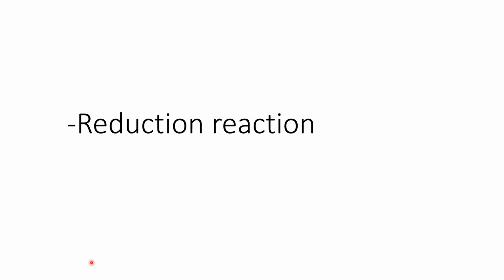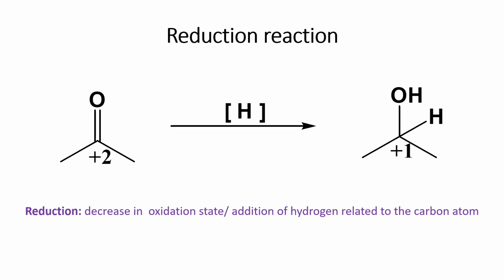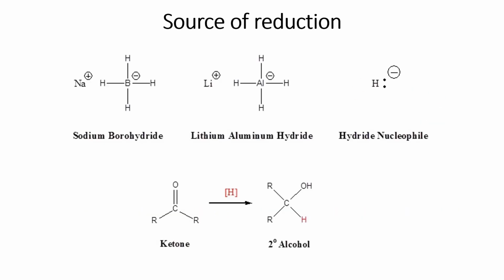Like KMnO4, K2Cr2O7, that is potassium dichromate, is also used. Let us move on to reduction reactions. Reduction is nothing but decrease in oxidation state or addition of hydrogen related to the carbon atom, that is ketones to alcohol, C double bond O to CHOH.